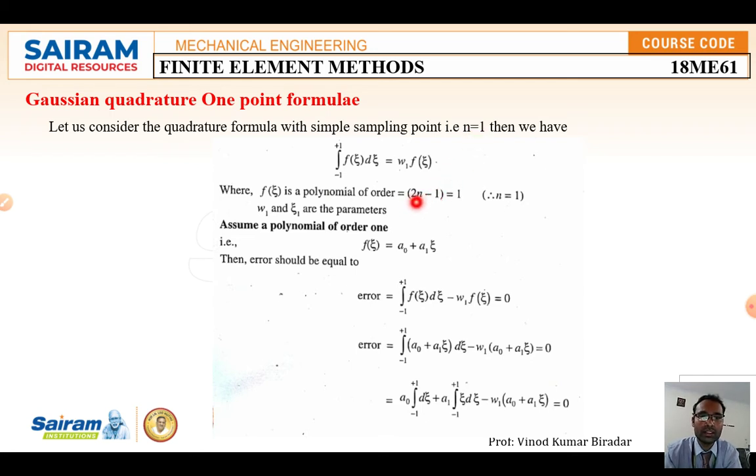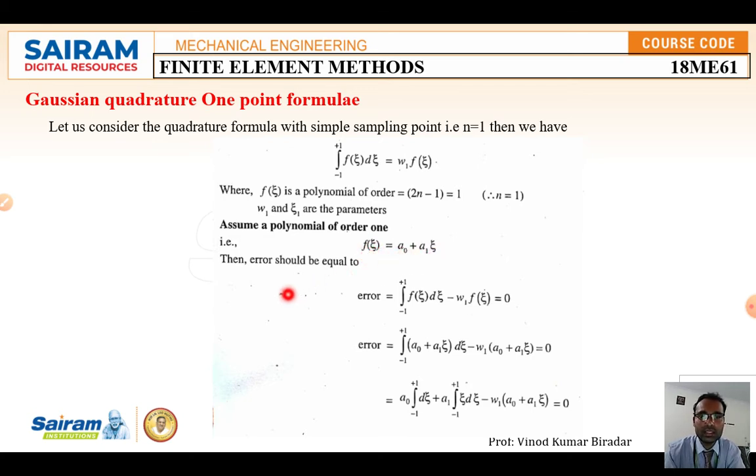If you substitute n is equal to 1, we are going to get 1, so f(ζ) is equal to 1. Here w1 and ζ are the parameters, along the x direction or y direction, whatever it is. Since it is only a one dimensional problem, assume the polynomial order is such that f(ζ) is equal to a0 plus a1 ζ.